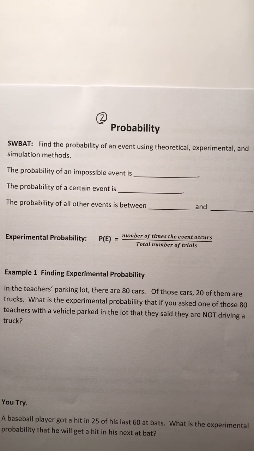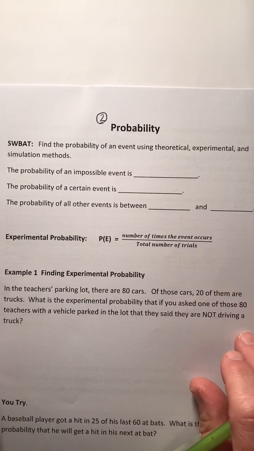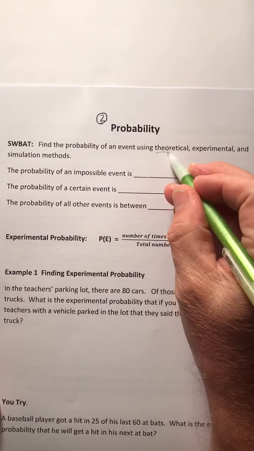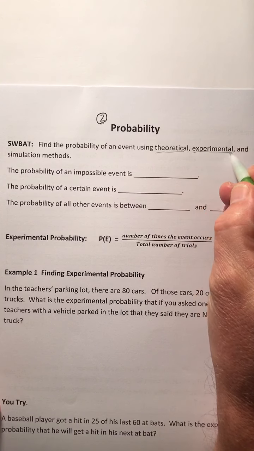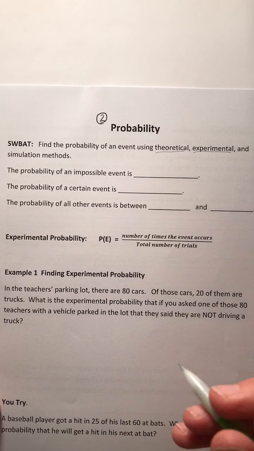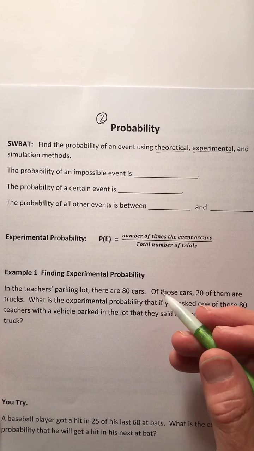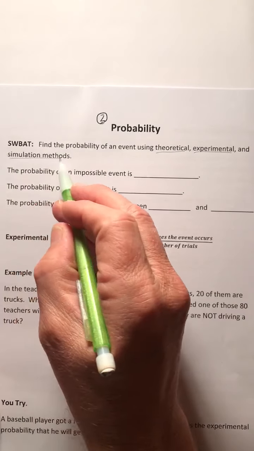Okay, here are your notes for probability. So this is just basic probability. There's two different types of probability. I want you guys really to understand and be able to know the difference between them. That is theoretical probability and experimental probability. They're two different ways of finding the probability of something. Also, you should know some different simulation methods.